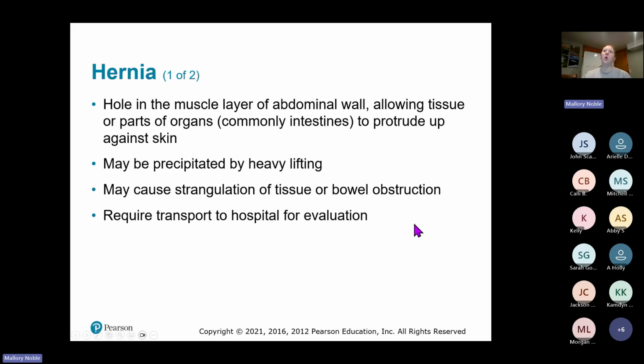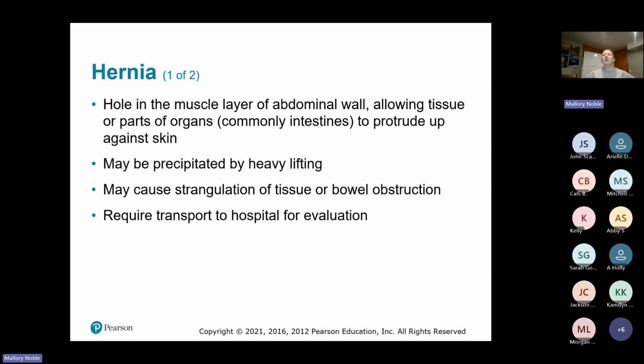Hernias. So this is a hole in the muscle layer of the abdominal wall, allowing tissues or parts of organs, usually intestines, to protrude up and against the skin. So this may be precipitated by like heavy lifting, if there's any sort of like aggressive lifting that's going on where they're tearing or ripping abdominal layers. This can happen. It can cause strangulation of the tissue or bowel obstructions as well, depending on how bad or where the hernia is at. It certainly requires transport to the hospital for evaluation.